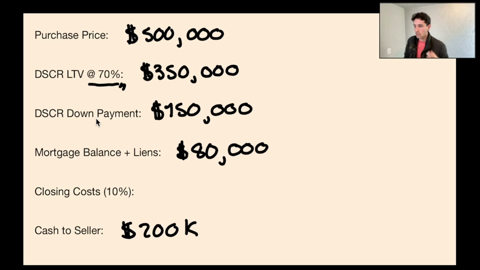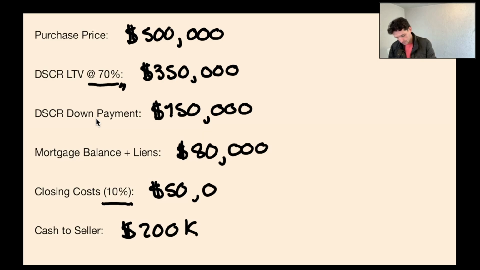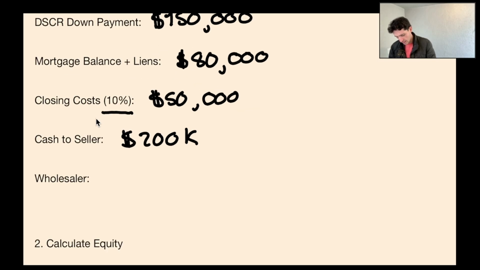So closing costs, I like to do the numbers at 10%. Yes, it's high. But just in case, conservative numbers, I like to do that. Maybe there are agents involved. Maybe it's going to be close to 9% if there are agents involved, but I like to do it at 10%. So it would be $50,000. Then I also put in here wholesaler. I'm going to say no in this situation.